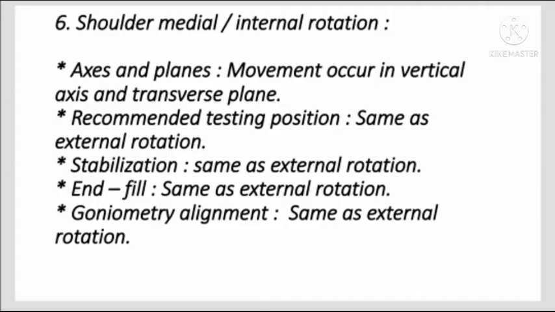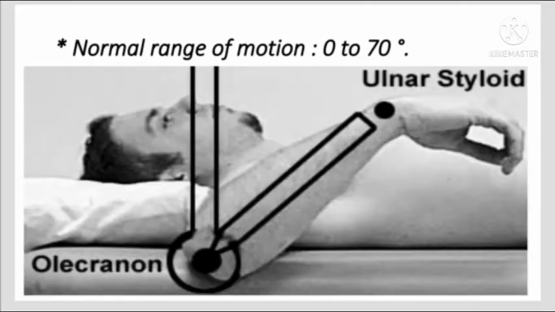Shoulder medial or internal rotation: axis and planes, recommended testing position, stabilization, end feel and goniometry alignment are the same as the external rotation. Normal range of motion is 0 to 70 degrees.